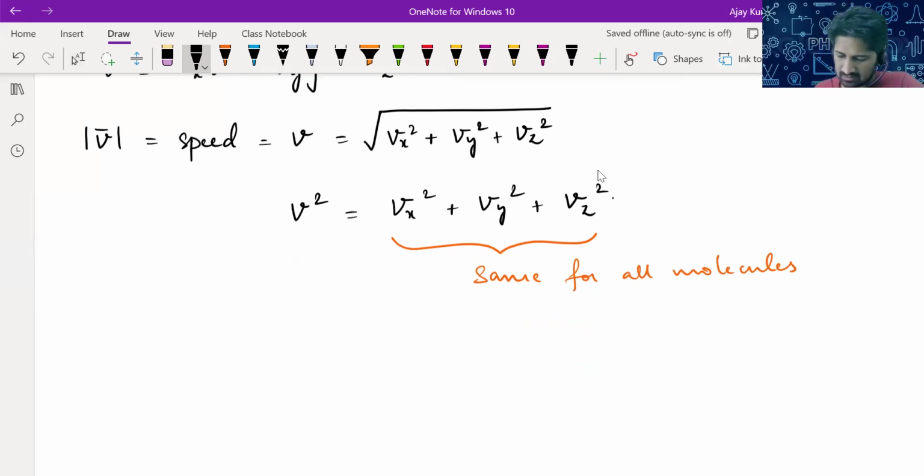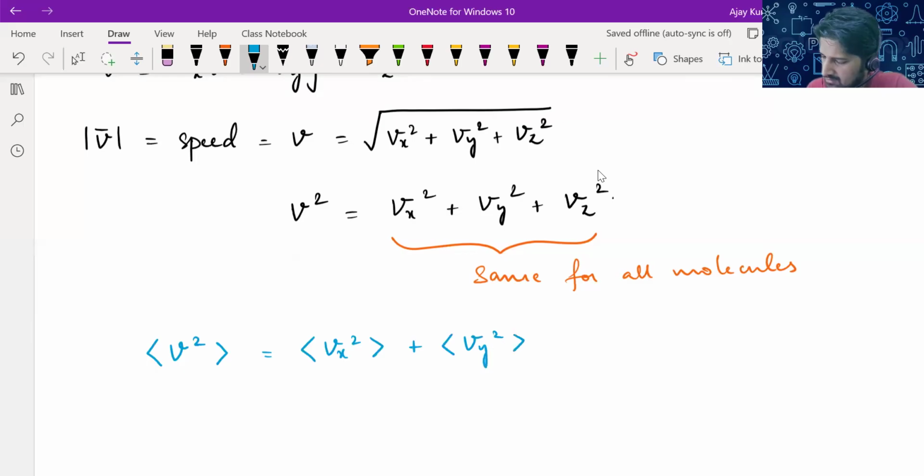So what we can say is, v square, the square of speed, is the sum of vx square plus vy square plus vz square. That is from the definition of velocity. Then the average of v square, I'll write it in angular brackets, will be the average of vx square plus the average of vy square plus the average of vz square. This is basic mathematics. When one quantity is the sum of three other quantities, then the average of this quantity will be the sum of averages of the other quantities.